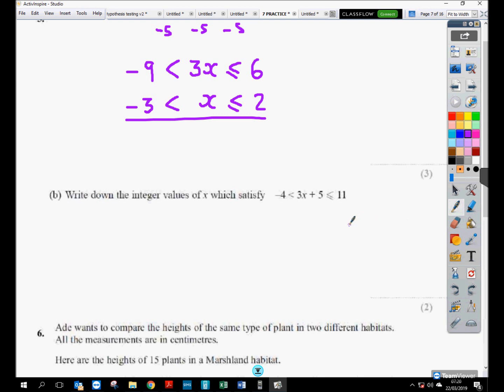Write down the integer values that satisfy this. So if we have a look at the answer from part A, it should be fairly easy to see that the answers are negative 2, negative 1, 0, 1, and 2. 2 is included because it's less than or equal to. Negative 3 is not included because negative 3 is less than x.